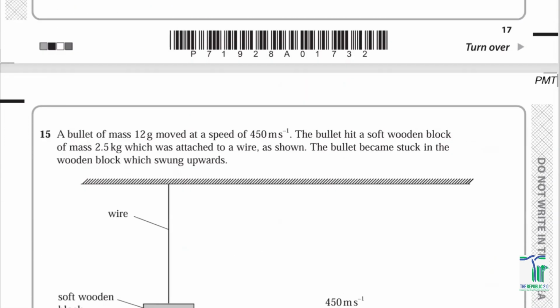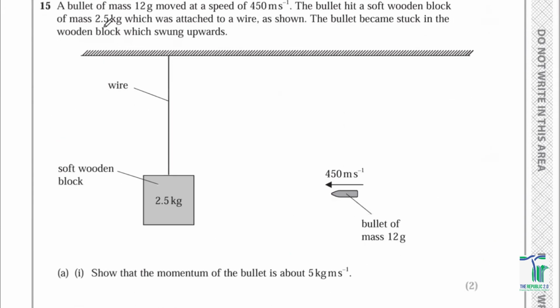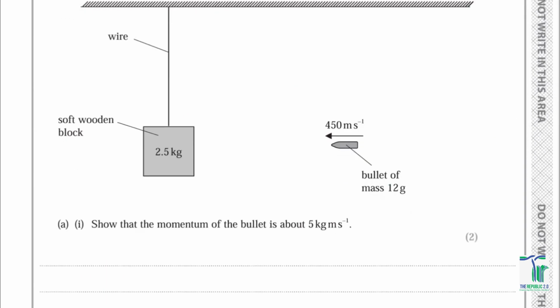Now we'll get to question number 15. In question number 15, a bullet of mass 12 grams is moving at a speed of 450 meters per second. The bullet hits a soft wooden block of mass 2.5 kilograms, which was attached to a wire as shown. The bullet becomes stuck in the wooden block, which swung upward. Show that the momentum of the bullet is 5 kilogram meters per second.